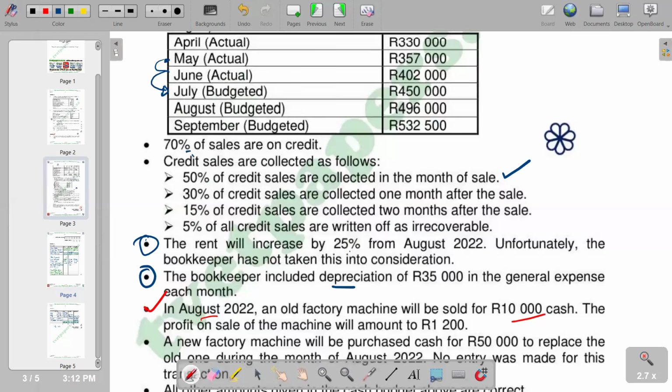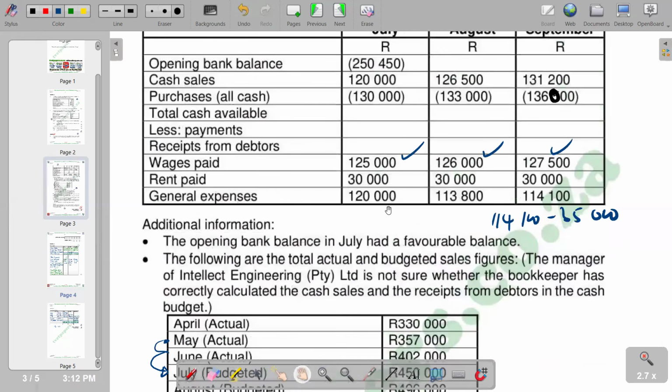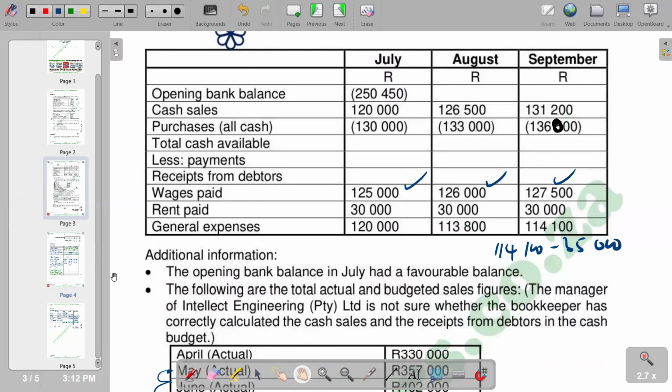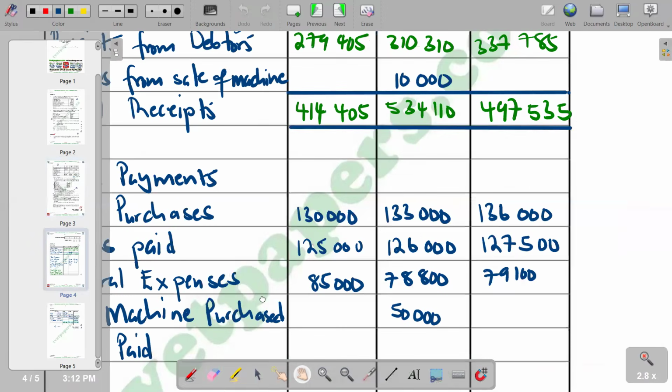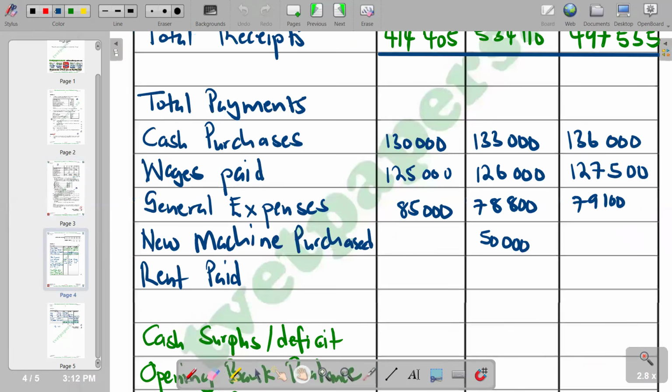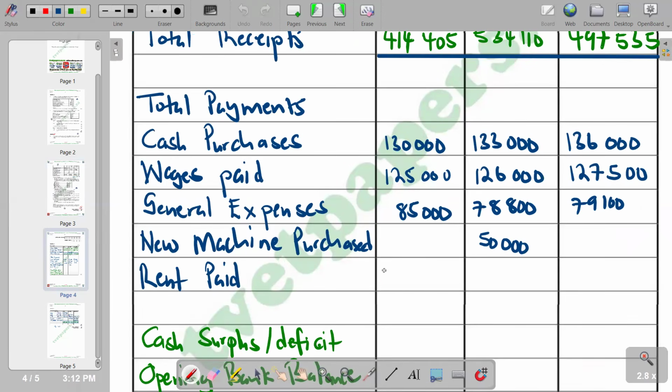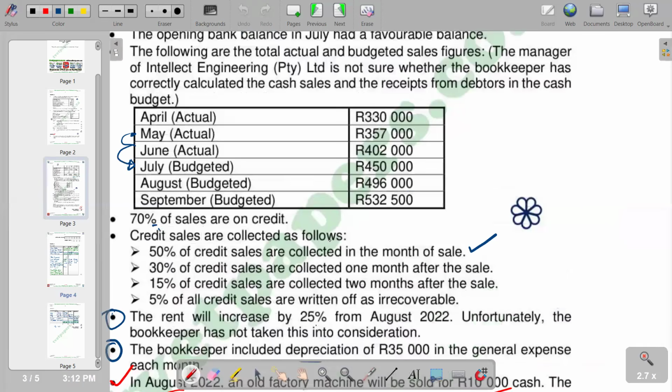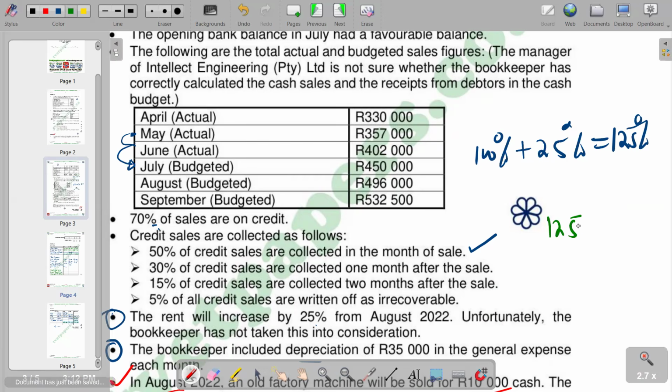So it means for the rent that we are given, 30,000, it's only going to apply for July. Then August, it increased by 25%. Remember, before the increase, it was 100%. And then 25% was increased to make 125%. So obviously, we are now saying 125%, convert it to a decimal, you divide by 100, then it becomes 1.25.